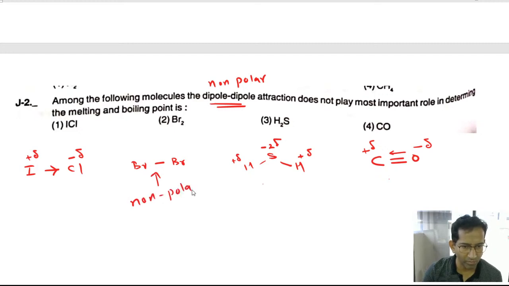As it is non-polar, there is no dipole-dipole attraction. Answer is going to be Br2. And in this case, what is important is going to be London force.